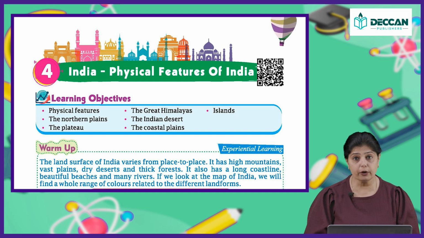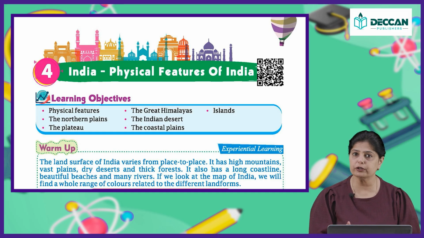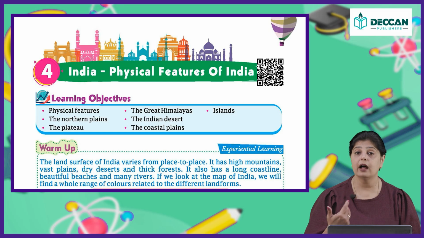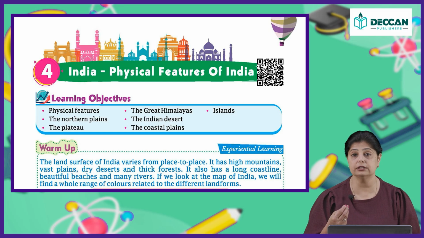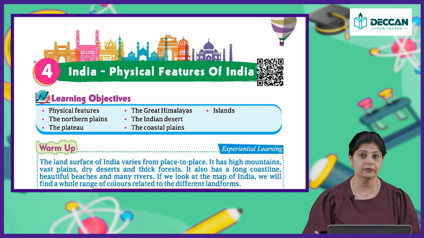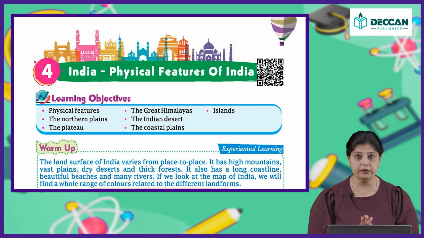Apart from these natural barriers, you have other physical features of India as well. So, we are going to talk about all that in detail. The learning objective is to talk about the physical features, to talk about the great Himalayas, the islands, northern plains, the Indian desert, the plateau and the coastal plains. So, let us do a warm up first.